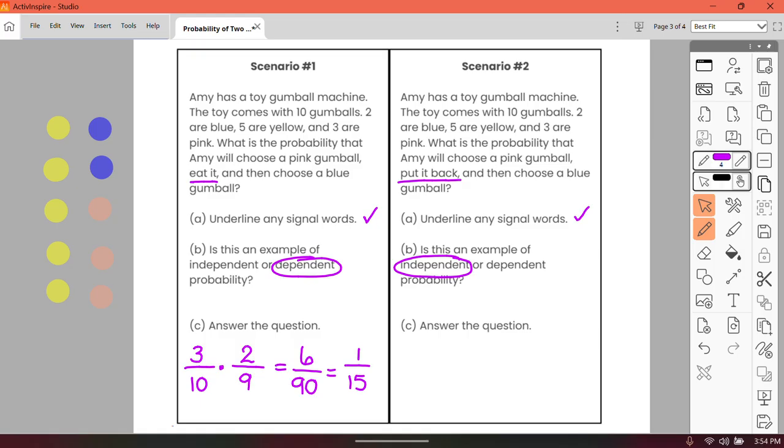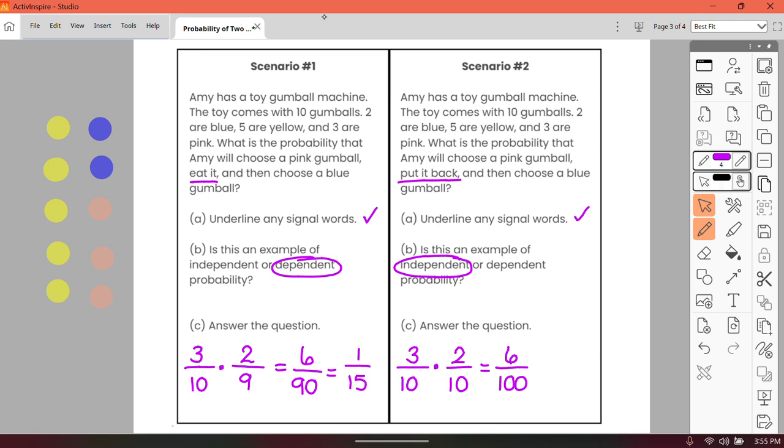Let me go ahead and do scenario 2 before I end up splitting the screen with Desmos here. So in scenario 2, it starts off the same. Amy wants to choose a pink gumball, and there's a 3 out of 10 chance that's going to happen. Then she puts it back. So she picked this pink gumball, but then she put it back. So it's still there. So when she goes back to get a blue one, the chance of that happening is 2 out of 10 because all 10 gumballs are still there, which gives me 6 over 100. And then I will show you how we simplify this.